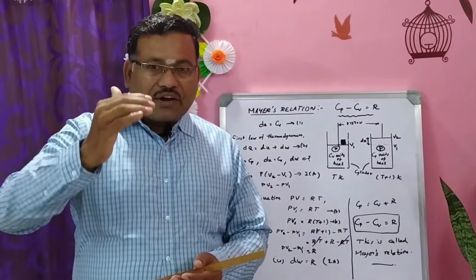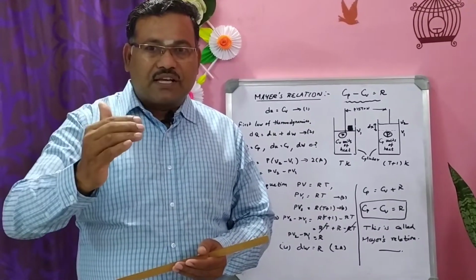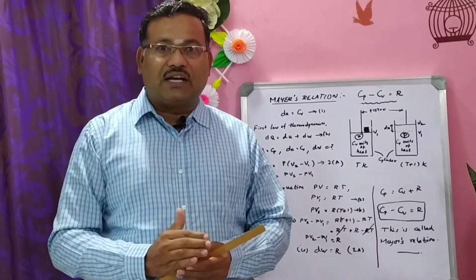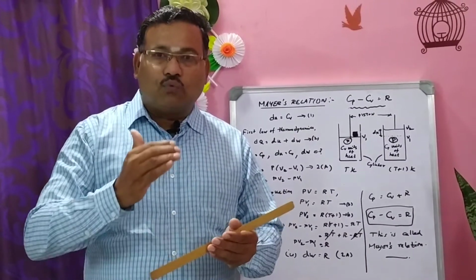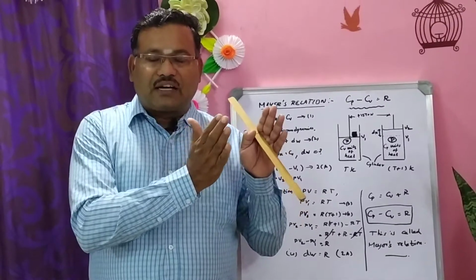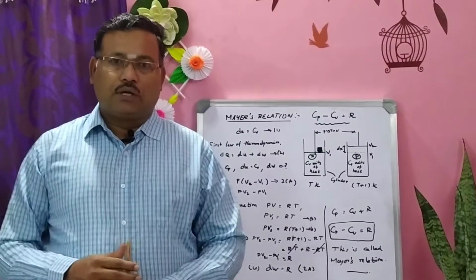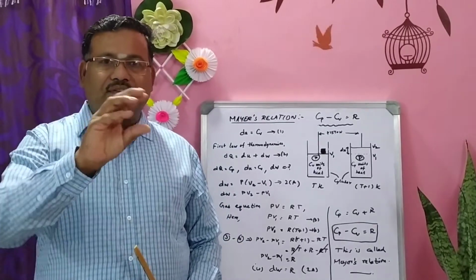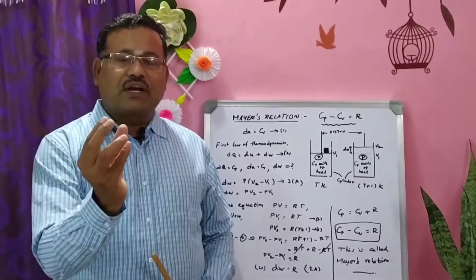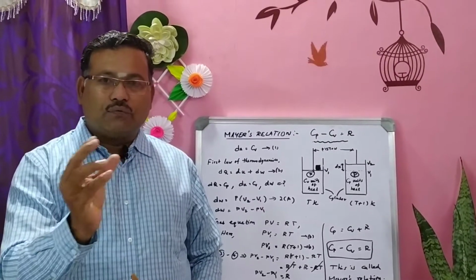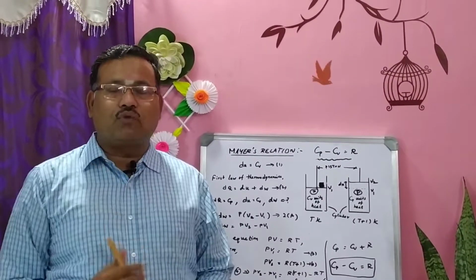The amount of heat required to raise the temperature of 1 gram mole of gas at constant volume is called molar specific heat capacity at constant volume. So if you are doing it at constant pressure, it is called Cp. If you are doing it at constant volume, it is called Cv. What is the difference between specific heat and molar specific heat? If you consider unit mass of gas, that means 1 kg of gas, it is called specific heat. If you consider 1 gram mole of gas, it is called molar specific heat.